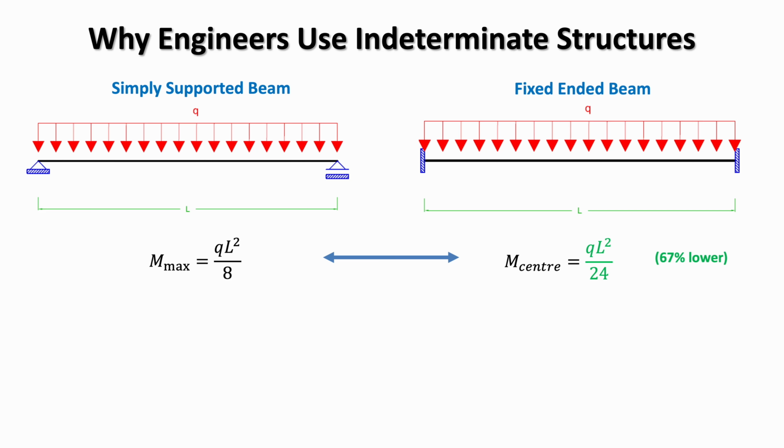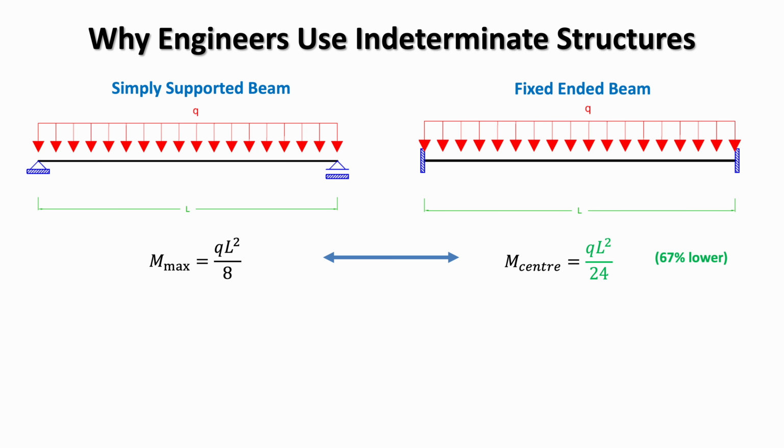So to answer that, let's compare two beams carrying the same uniformly distributed load. The first is a simply supported beam and is therefore statically determinate, meaning that we can solve the reactions and internal forces from equilibrium alone. The second is fixed at both ends and is statically indeterminate.